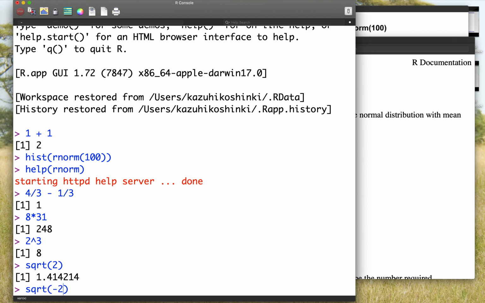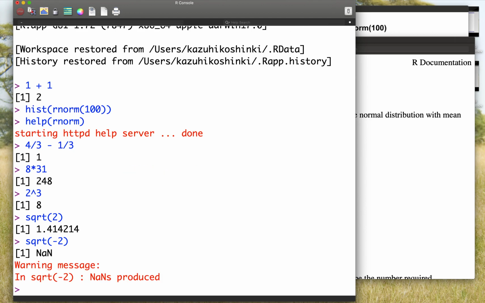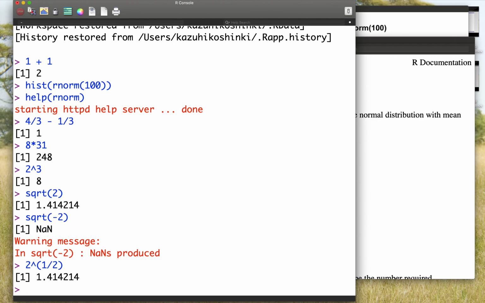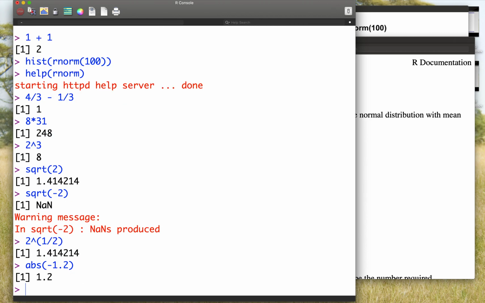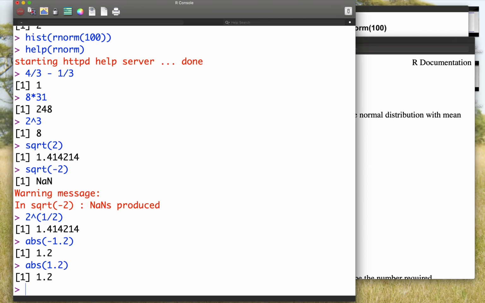If you type -2, you get an error. Not really an error, but a warning message. The square root of 2 can also be calculated by 2^(1/2) or 2^0.5. You can get the same number. The absolute value of -1.2 is 1.2. The absolute value of 1.2 is, of course, 1.2. And many other functions are available.